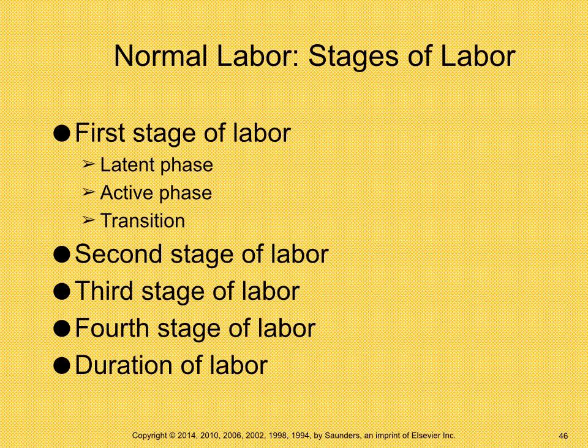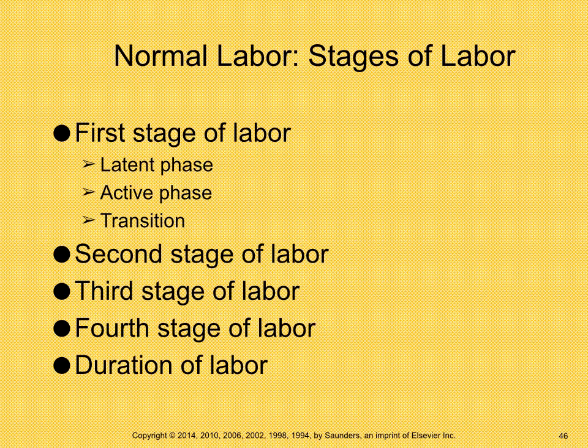Normal labor stages. The first stage of labor, we call that the latent phase. That's going from 0 to 3 centimeters. In this stage, labor might not be well established. Contractions might come and go. There's a lot of variability in early first stage labor, that latent phase.